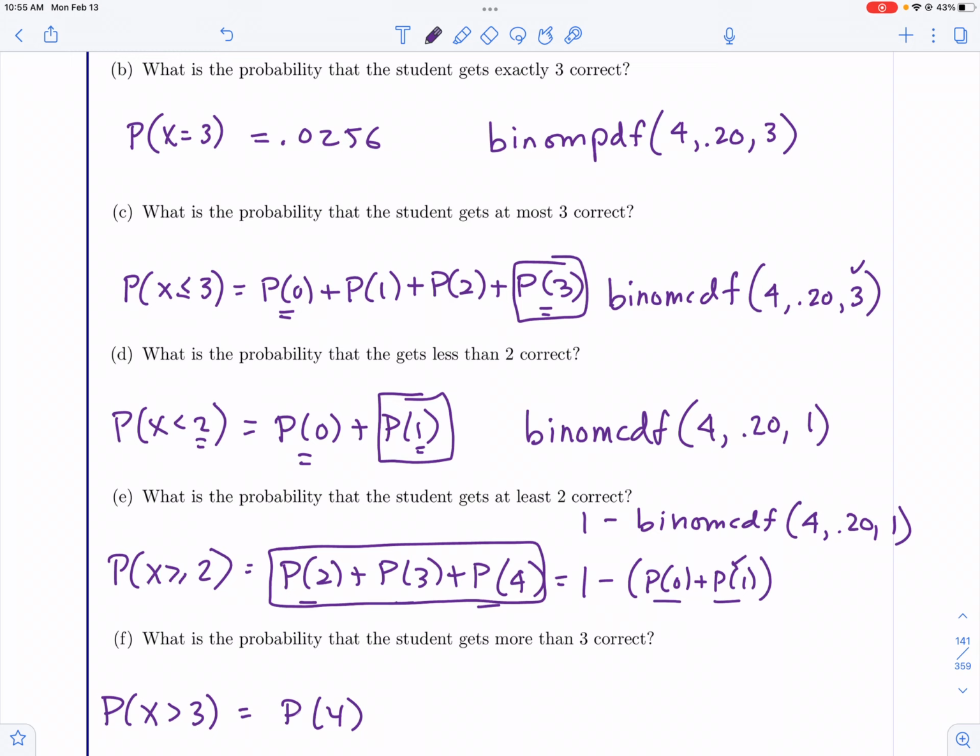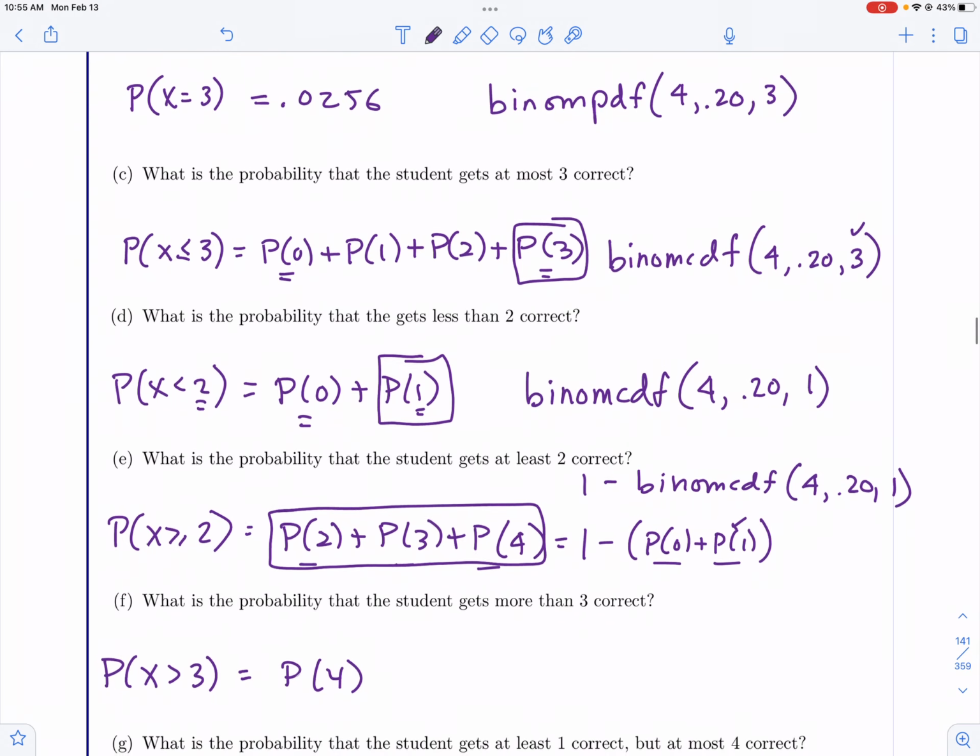So those are a little bit tricky. So if it's a greater than, we've got to do a little bit of work because we've got to do this minus for those guys. All right, so let's take a look at F.